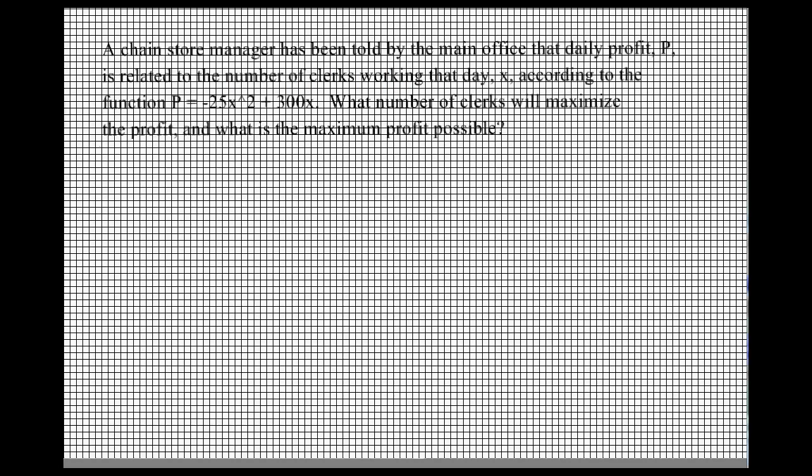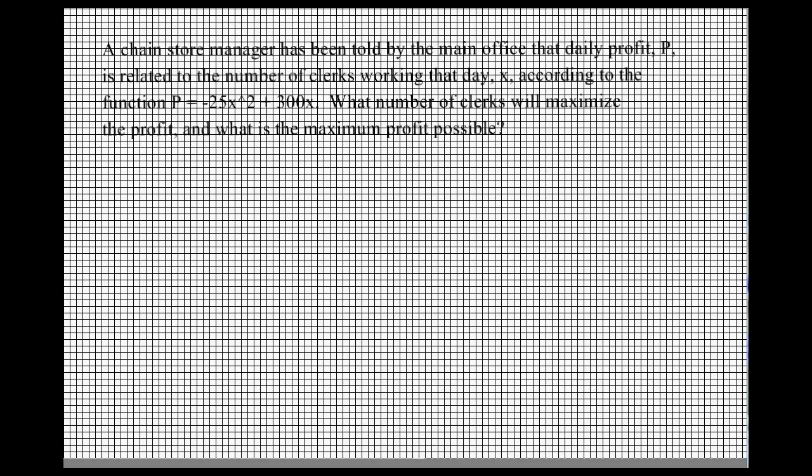Okay, so we're going to be working through the problem on your screen. A chain store manager has been told by the main office that daily profit, for which we're going to use the variable P, is related to the number of clerks working that day, for which we're going to use the variable X. According to the function, P equals minus 25x to the second power plus 300x. What number of clerks will maximize the profit, and what is the maximum profit possible?